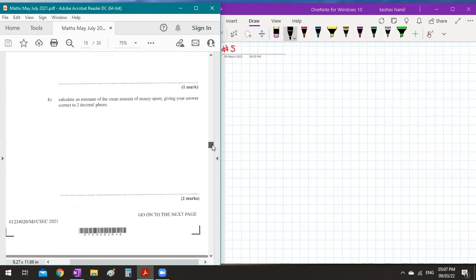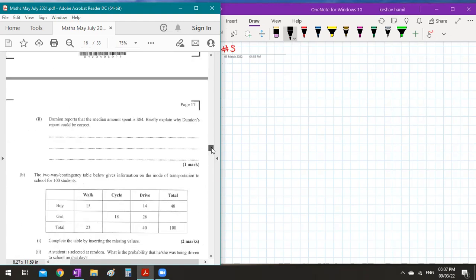Part B, part 2. Damien reports the median amount spent is $84. Briefly explain why Damien's report could be correct.